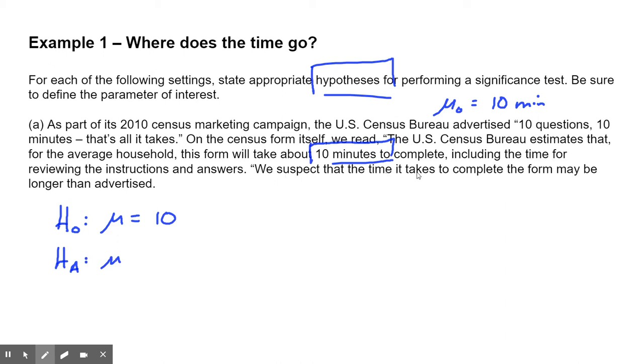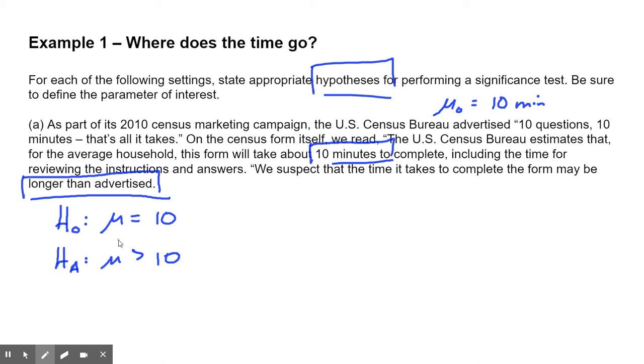This last sentence talks about the alternative. We suspect that the time it takes to complete the form may be longer than advertised. Longer. It may take more time than advertised. We think for the alternative that the actual mean is going to be longer than 10. So this would be a one-sided test. This is how you build your hypotheses. Okay? Put the notation, mean or proportion, find that null value, and then determine is it one-sided or two-sided.